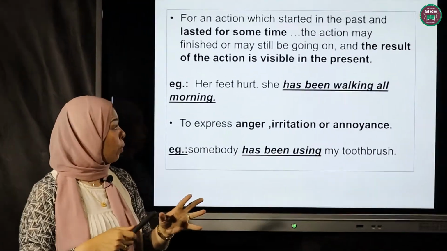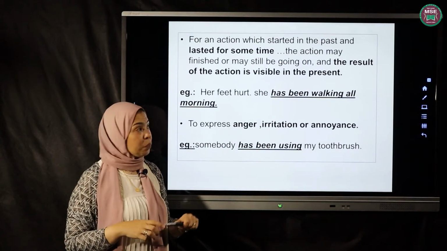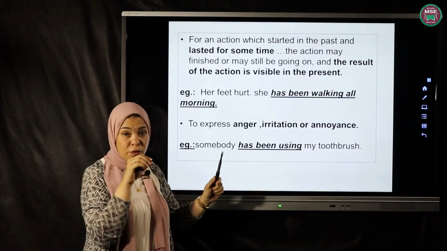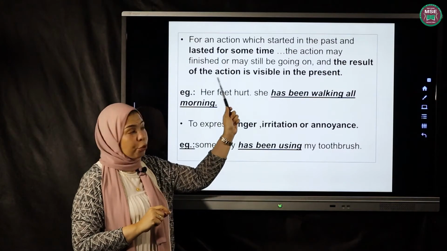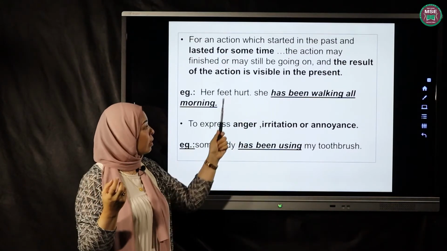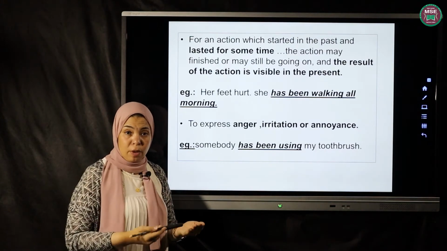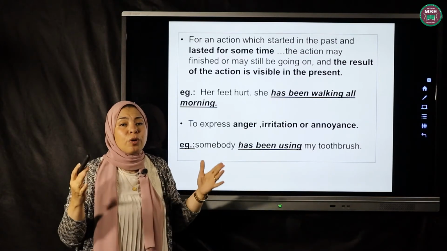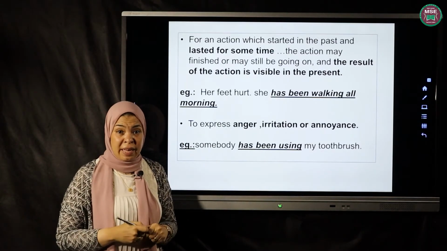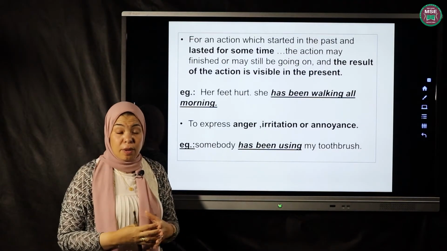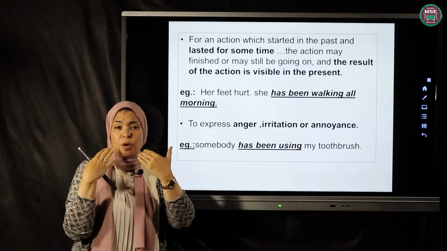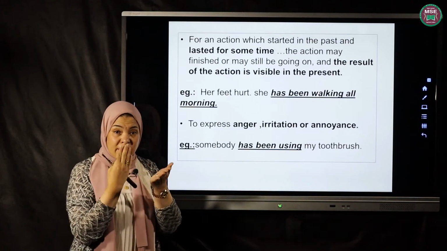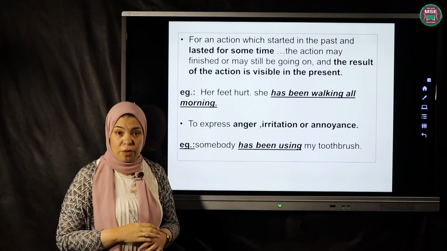Her feet hurt. Okay? For an action which started in the past and lasted for some time. The action started in the past and lasted for some time till it reached the present time. The action may finish or may still be going on, and the result of the action is visible in the present. As when you return back home and you search for your mother everywhere in the house. Then your mother comes from the kitchen and she said, I have been cooking all day. It means that she is terribly exhausted because she has been cooking all day. You see that she's crying. Why are you crying? I'm crying because I have been cutting onion for an hour. It means that the result of the action is very obvious upon your mother.